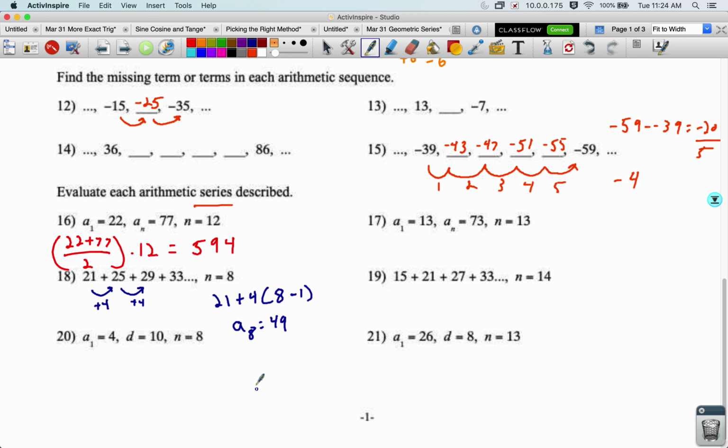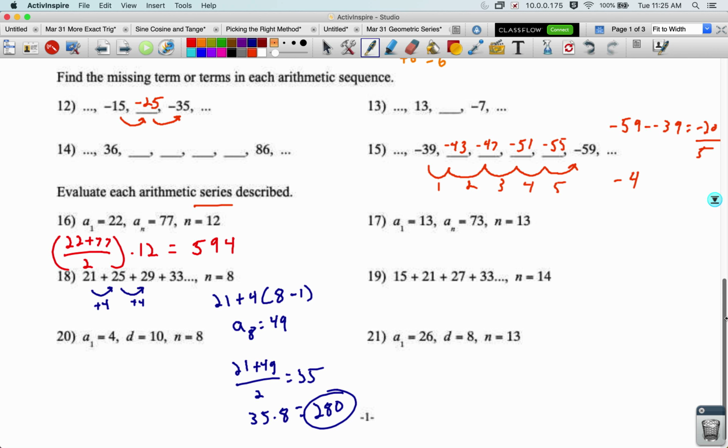Now I know my first and my last term, so I can average them. 21 plus 49 divided by 2 is 35. But that's not our final answer. We have to multiply by the number of numbers, which is 8. So 35 times 8 equals 280. So the sum here is 280.